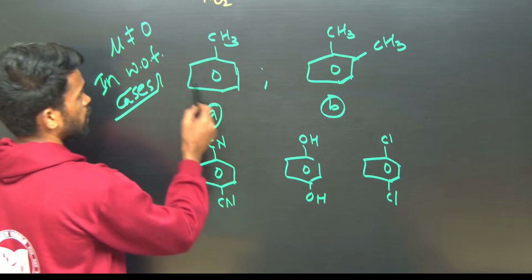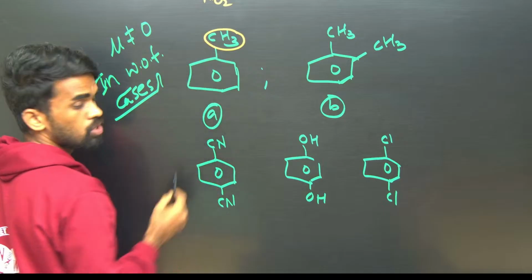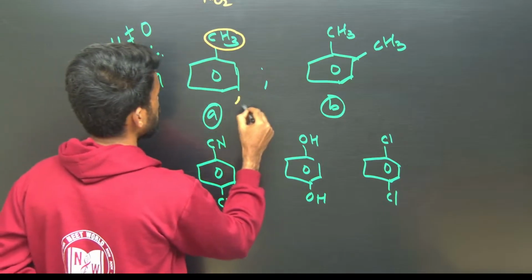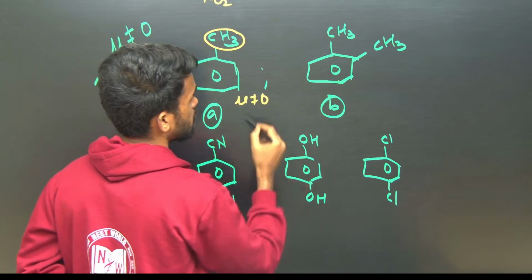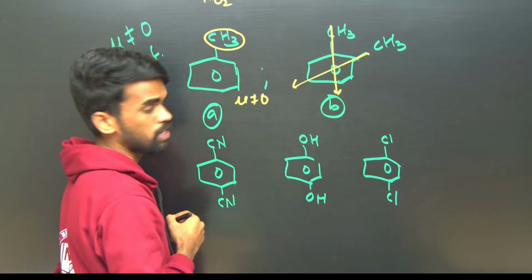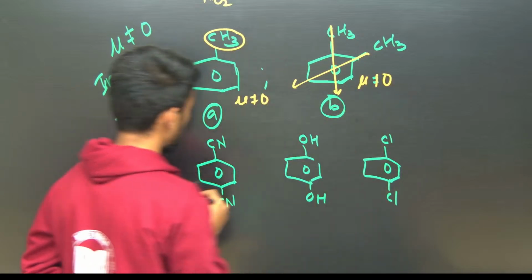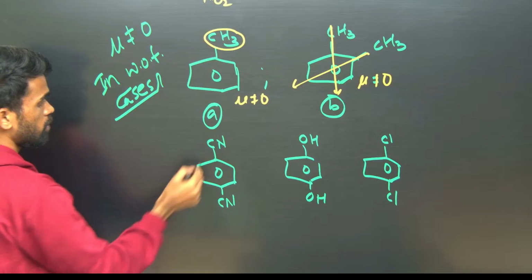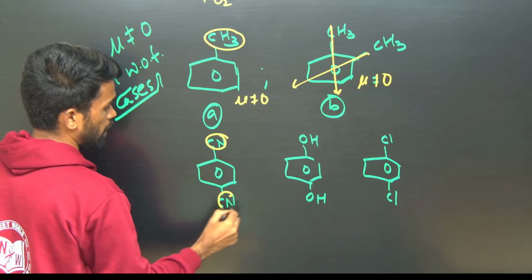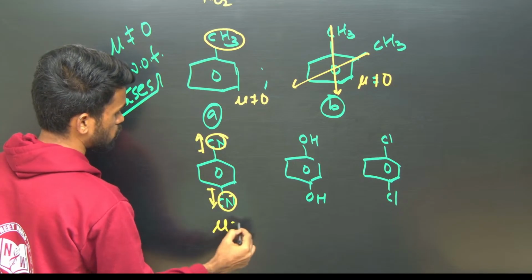See, if it is simple benzene, mu equals 0, but now one group is there, so due to that reason, mu not equals 0. And in this case, this side releases and this side pulls, like this. So mu not equals 0 here also. And in this case, why? Because this is a linear molecule like this. So this side drags, and this also drags in the opposite direction, so mu equals 0.